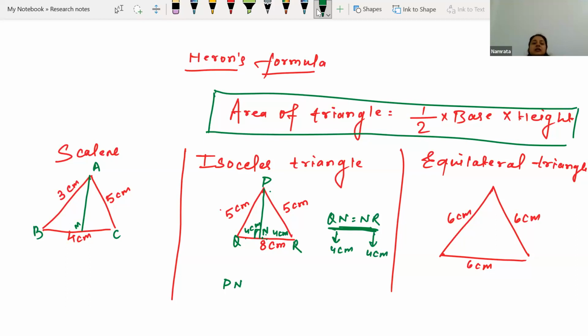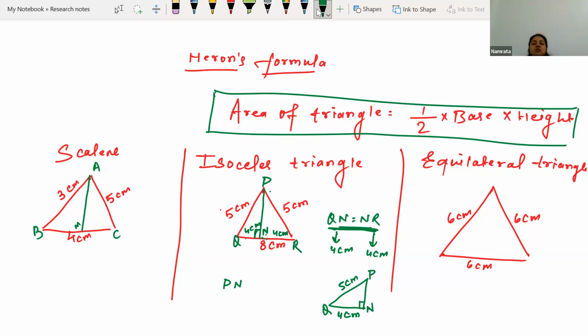Now we can take any right angle triangle. Why do we need to take a right angle triangle? Because we want to find the length of PN, the length of the height. You can take either the left one or the right one. You can see here we are having 4 centimeter, and here we are having 5 centimeter. The triangle is PNQ, and from this right angle triangle, we need to find PN. How? By Pythagoras theorem.